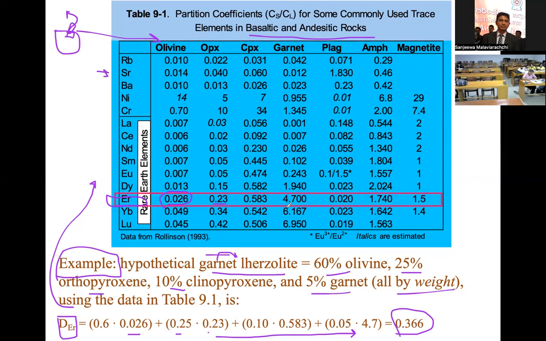Okay, so write down this example. You don't need to take down this table, but you just take down these values as the partition coefficients.